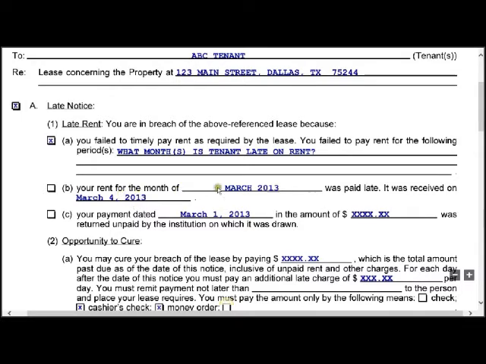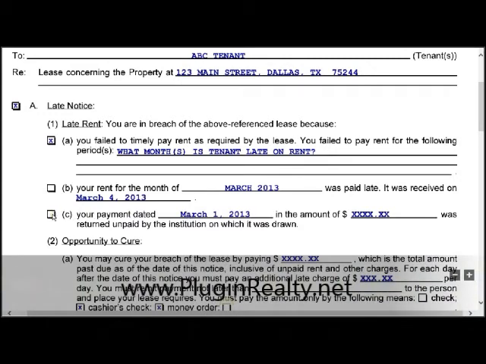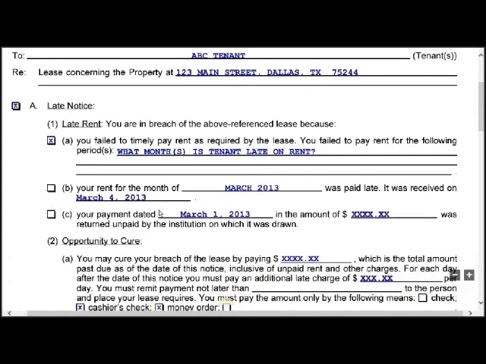If the tenant has paid their rent but it was late, you want to check box number 2 and put what month they paid their rent late and when it was received. If the tenant has paid you a check on time but the check has come back as insufficient funds, you want to check box 1C and continue to paragraph 2.